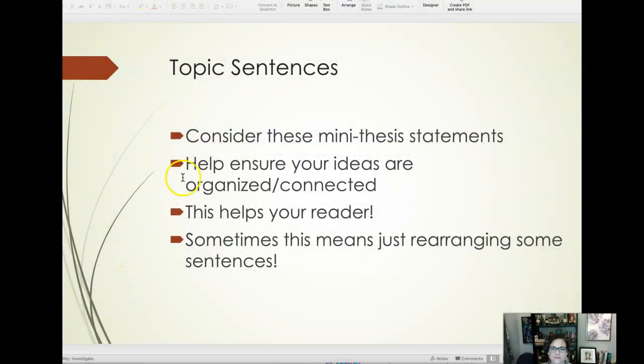So some of you talk about struggles with organization or keeping your ideas in a certain kind of order, and a lot of that comes down to topic sentences. So I cannot stress enough that having really strong topic sentences can help enormously in your paper. So I want you to really consider these kind of mini thesis statements. They're giving your reader an idea of where they're going with these ideas. So help ensure your ideas are organized and connected. After that topic sentence, every remaining sentence in that paragraph should in some way relate to the topic sentence.